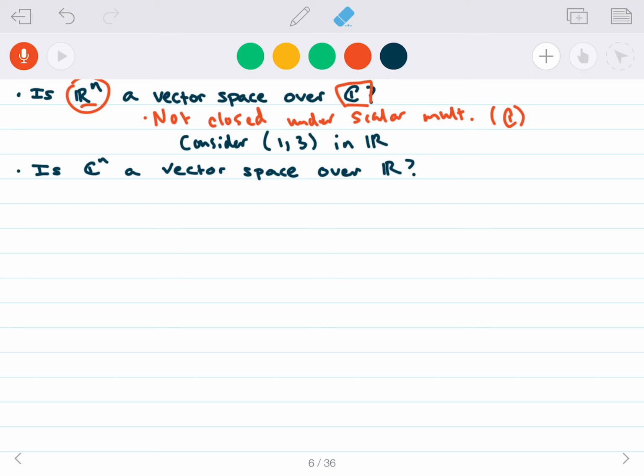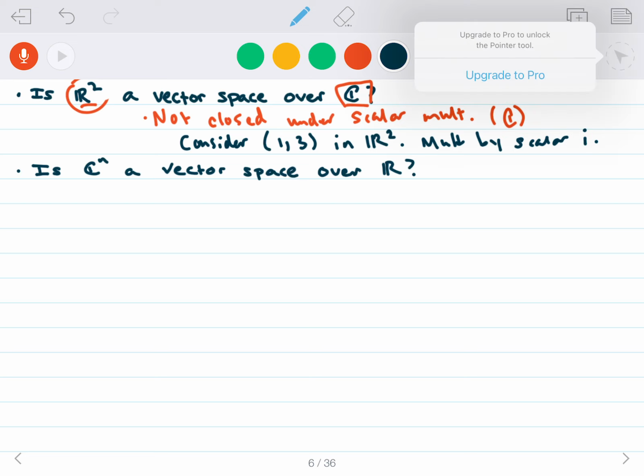We could say Rn. We could change that to R2 just for simplicity's sake. Let's do that. So is R2 a vector space over C? No. Consider (1, 3) in R2. Multiply by the scalar i. Now i is an imaginary number from the complex numbers. That's a valid scalar because our scalars are in C.